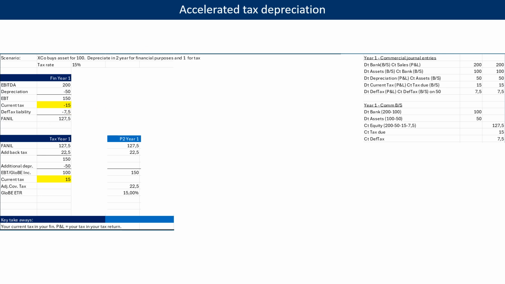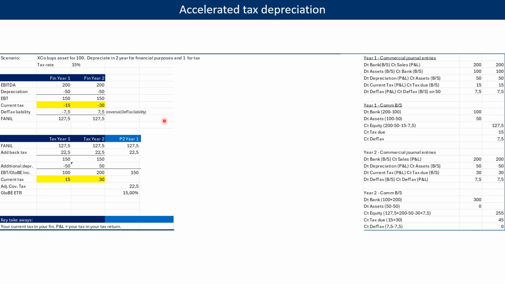So let us now go to year 2. And we'll assume that we had EBITDA again of 200. We will depreciate the remaining 50 of the assets. So we'll end up with an EBT of 150. And you can see the journal entries here on the right-hand side.